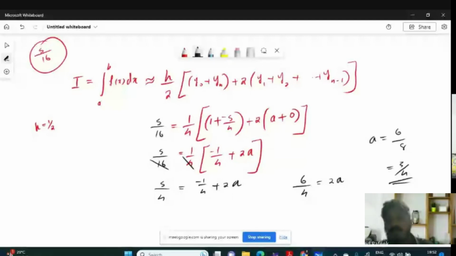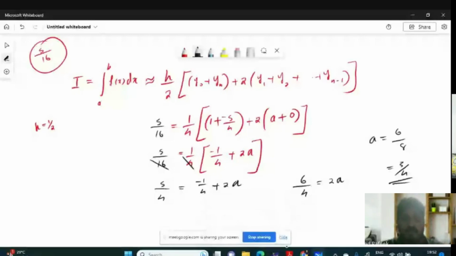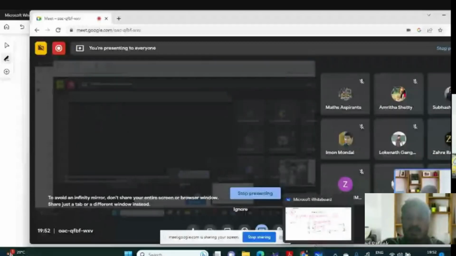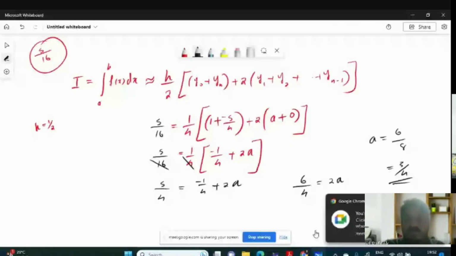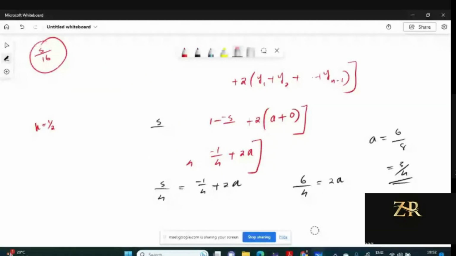Option 1. Just change it, it's not 15 by 16, it's 5 by 16. Got it? It's an easy problem. It came in CSIR only. Is it clear? Yes or no? Can I go with the next problem?